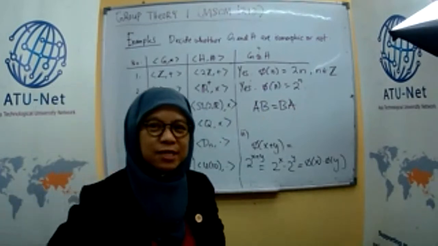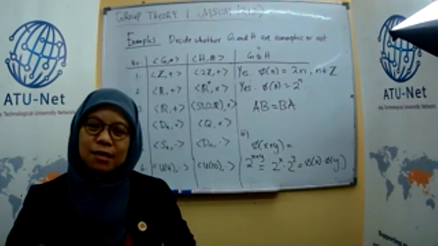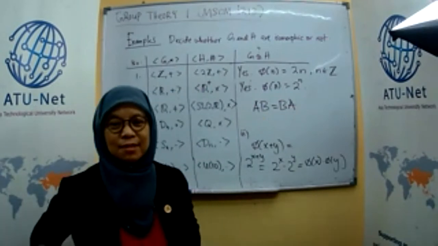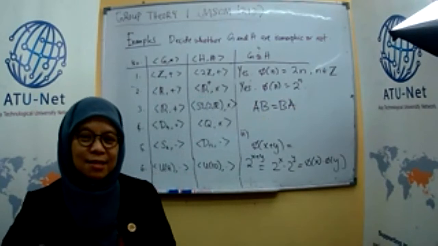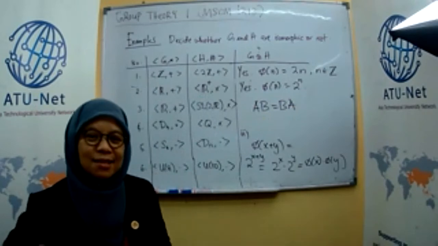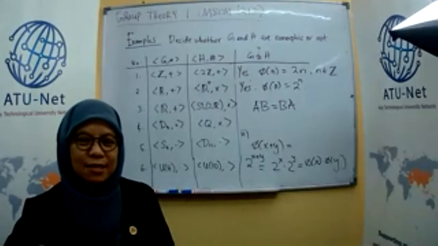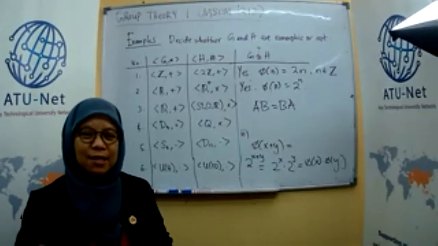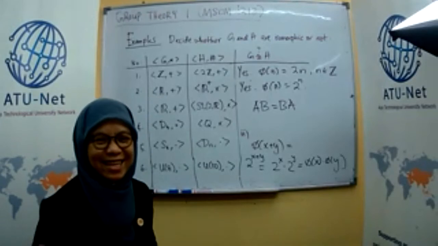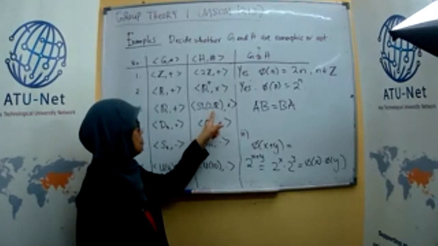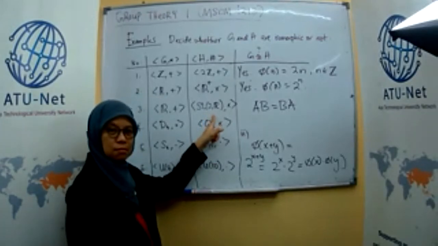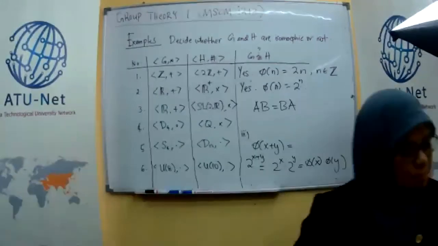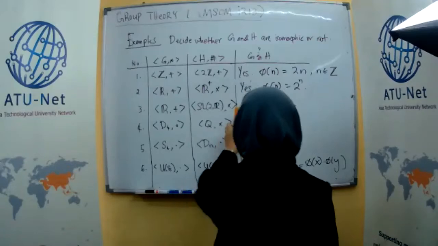So you have two matrices A and B. You multiply; is AB equal to BA? Oh, no. Sorry, no. So is it abelian? No, not abelian. So the answer is not isomorphic. Okay?